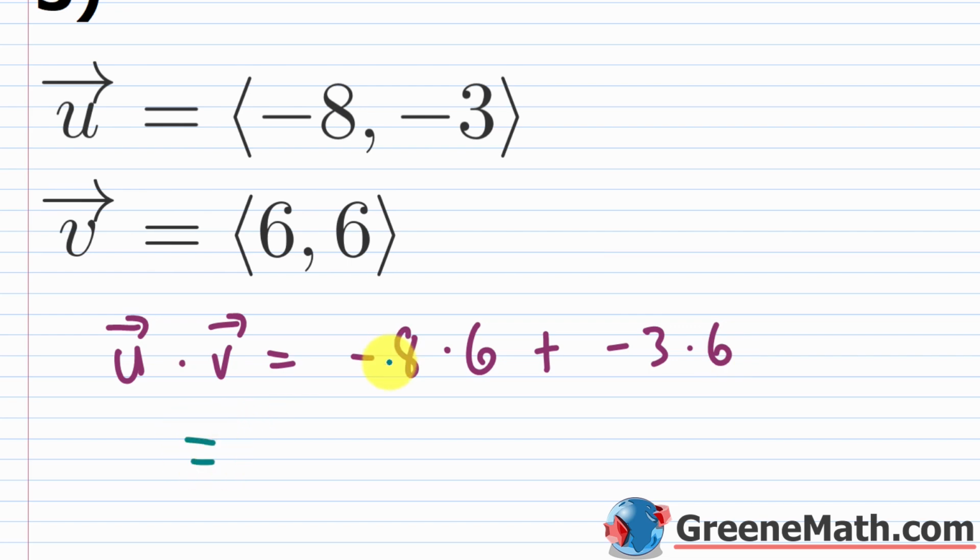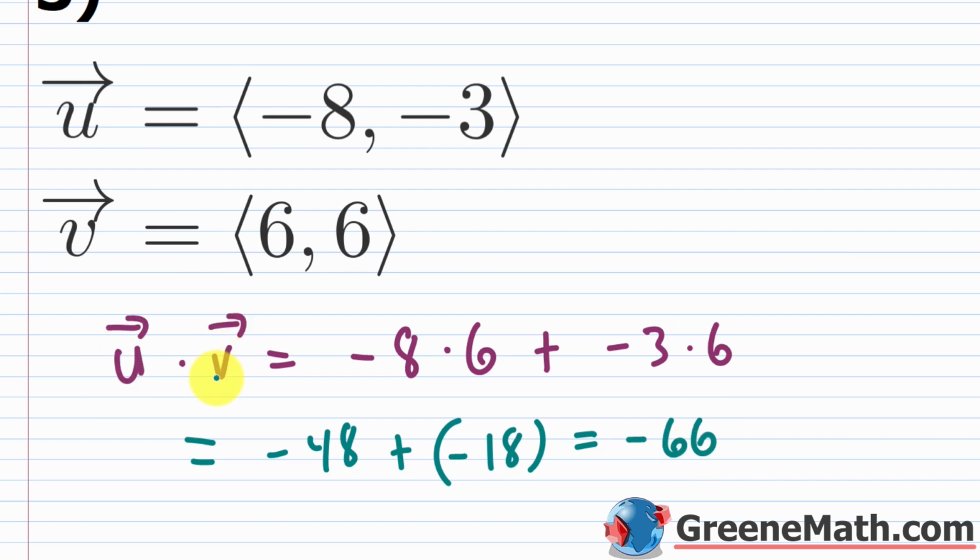So we would say that negative 8 times 6 is negative 48. And then plus negative 3 times 6 is negative 18. So negative 48 plus negative 18, that's going to give me a result of negative 66. So that would be my dot product of this vector u and this vector v.